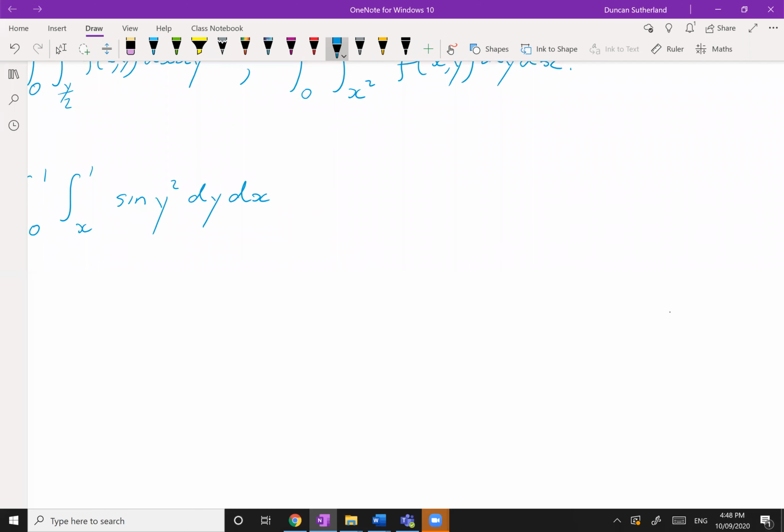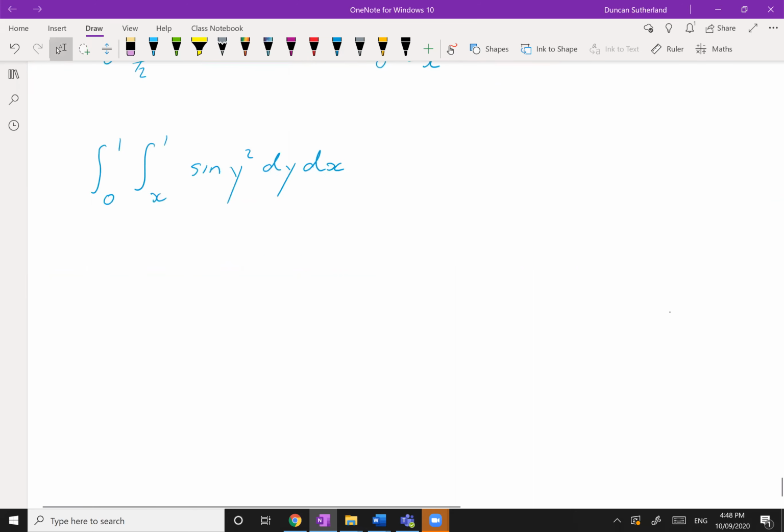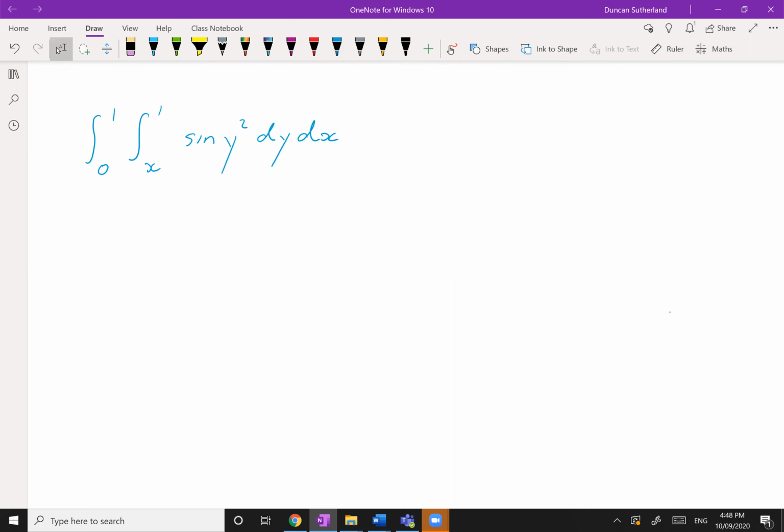All right, this is a bit of a classic. This is a double integral. It looks fairly straightforward, in fact, but it's one that requires a trick, and the trick is something that we test students on a lot. This integral, as written, cannot be done.